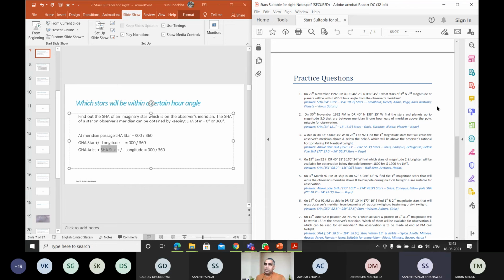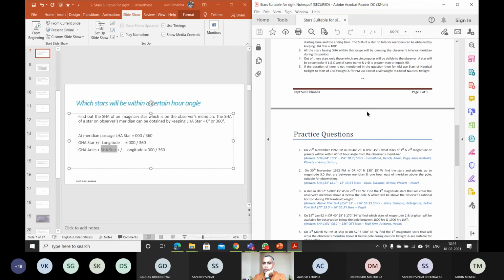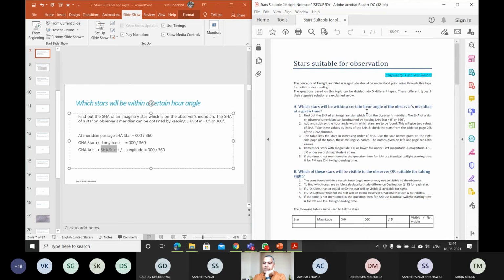Okay, so we stop here today. I will send you these notes. As I told you, question number 1 is a type 1 question, so you can practice it. The method I explained in the PPT is also mentioned in the notes, so just follow this method and you should be able to solve these questions. The remaining types 2, 3, 4, 5 we will do tomorrow.